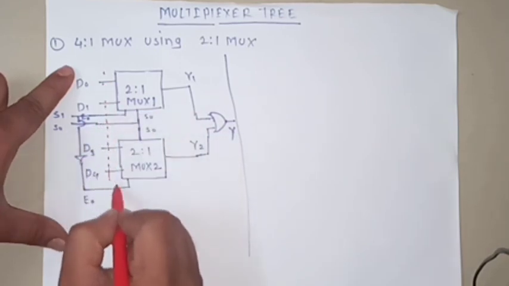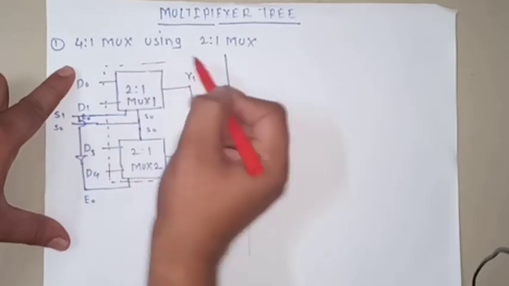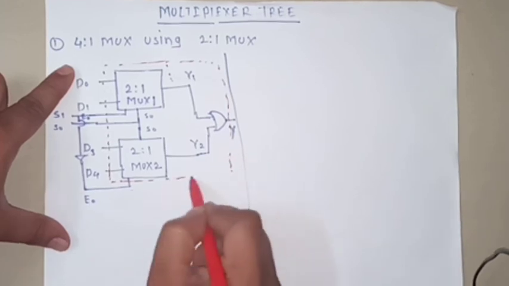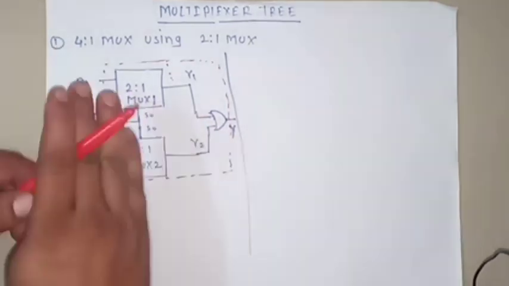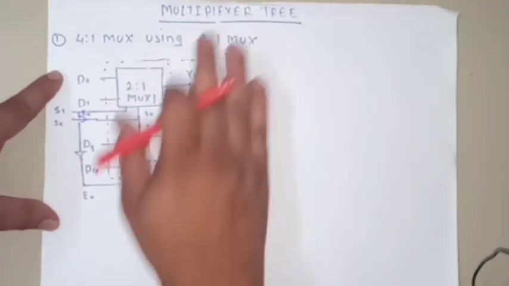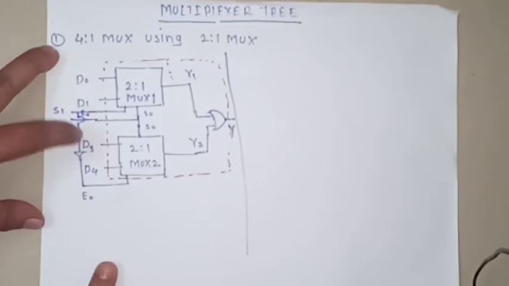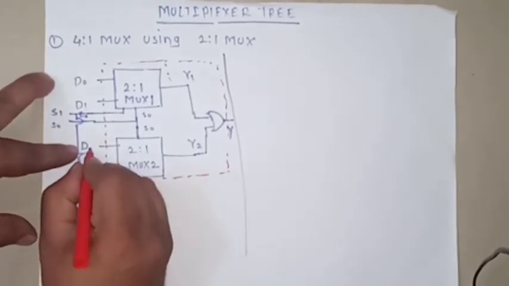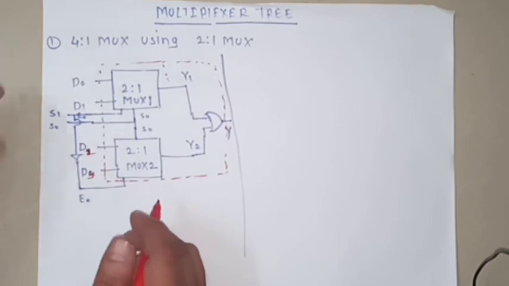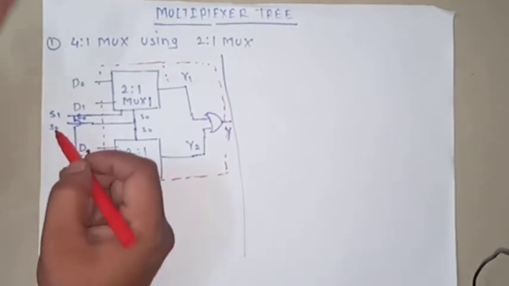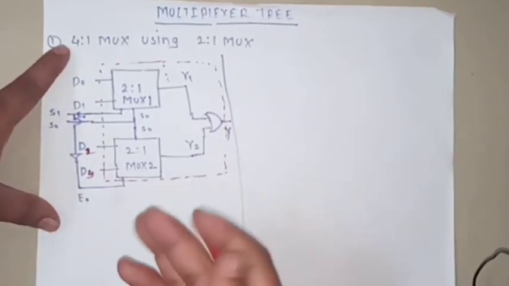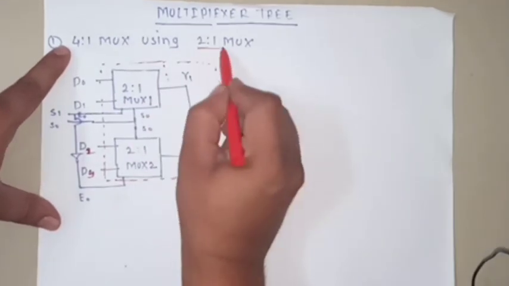Consider this whole structure as the internal structure. Now don't consider that; only consider the inputs, select lines and output. The inputs are D0, D1, D2, D3, so 4 inputs are there, and S0, S1, 2 select lines, and 1 output. So this is the same as a 4:1 mux, but the difference is that we have implemented this using 2:1 muxes.